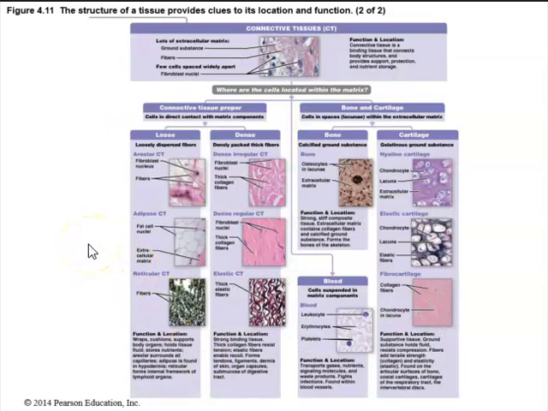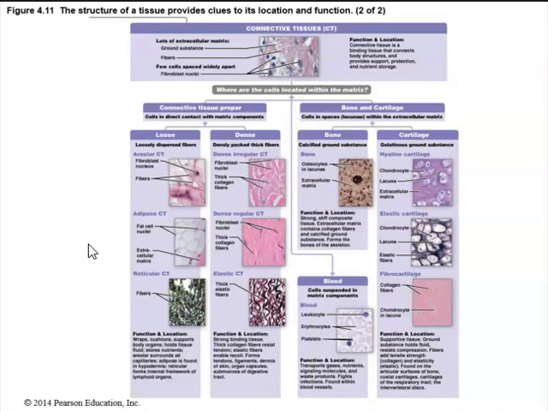The next slide is just showing you the connective tissue. So first we look at the common characteristics of connective tissue. As opposed to epithelial tissue, there's only a small amount of cells. But we know that connective tissue has extracellular matrix, which is made up of ground substance and protein fibers. But then we look at where the cells are located within the matrix.